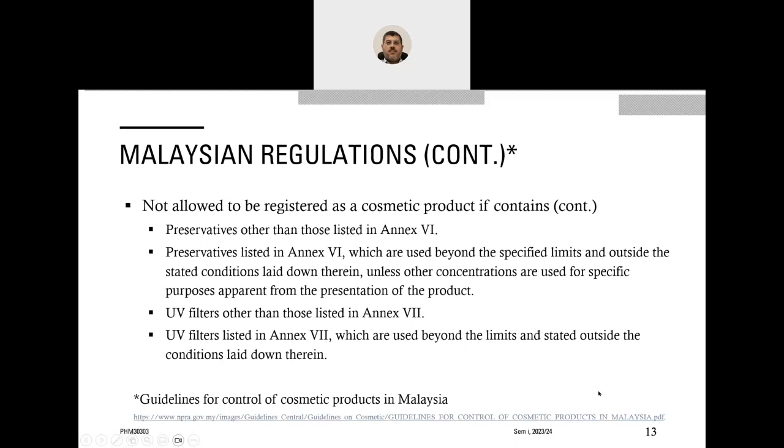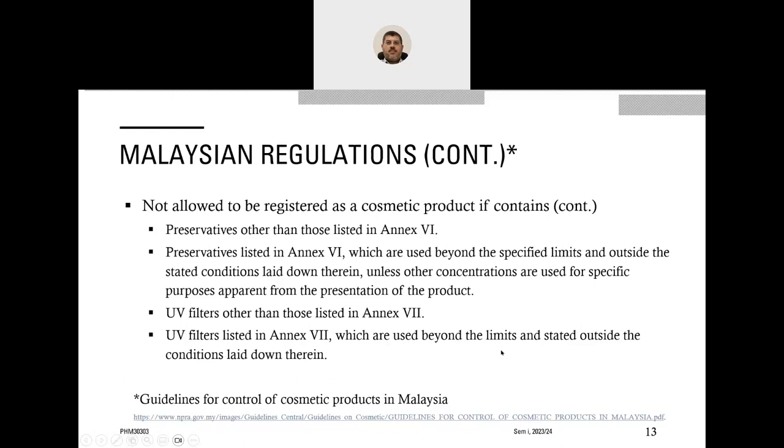And it is not allowed to be registered as cosmetics if it contains preservatives other than those listed in Annex 6. So Annex 6 contains the permitted preservatives to be used in cosmetics. You cannot use others, and you cannot use them beyond the specified limits mentioned in this Annex, or outside the stated conditions, okay? Also UV filters other than those listed in Annex 7, and UV filters listed in Annex 7 beyond the limits. When we talk about limits here, we talk about amounts. You cannot use them in amounts more than the amounts stated in this Annex, okay? So they have permissible amounts there in the Annex.